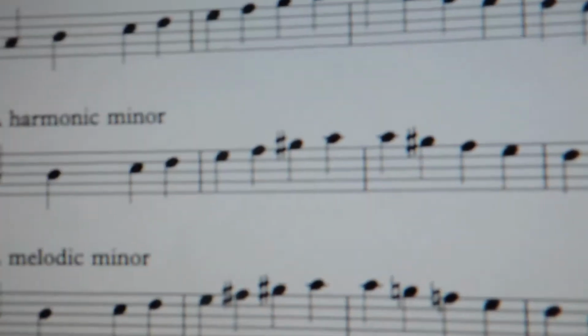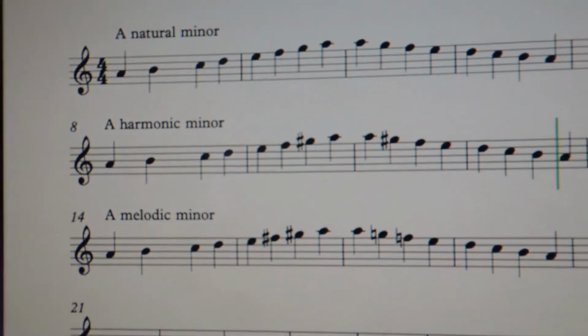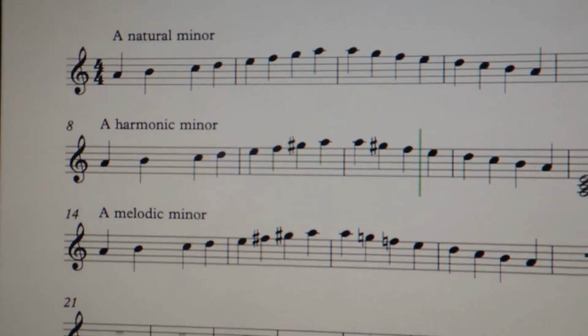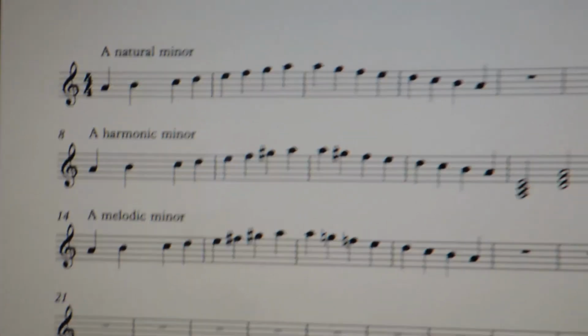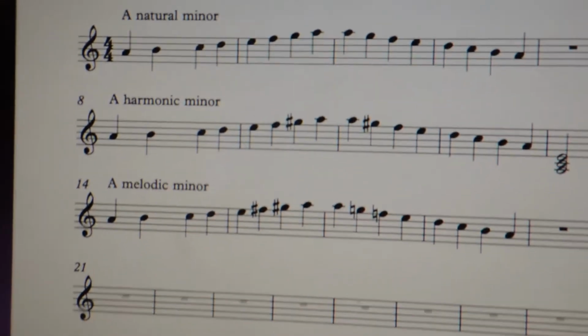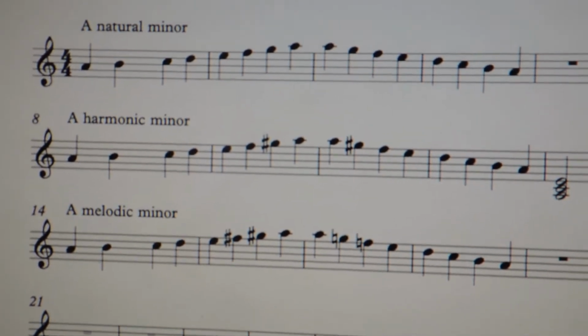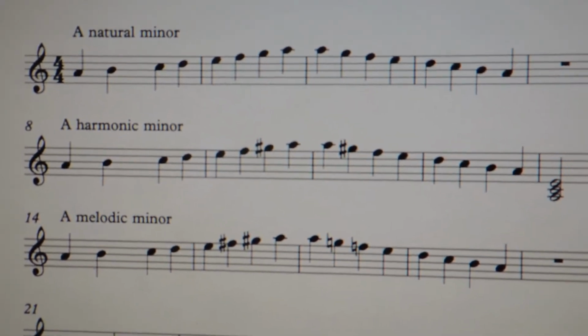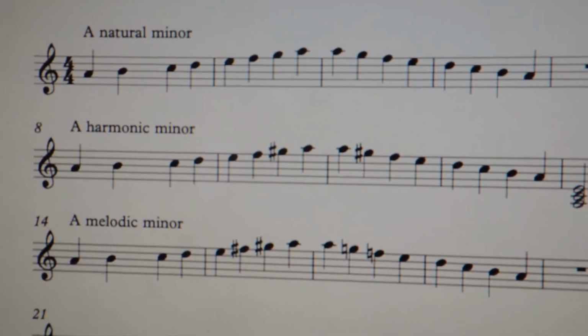You see there was one note that was raised. That's the seventh note, so you have G sharp. The seventh note, right there, G sharp, is raised. Let me see if I can do this again. Why do we call it harmonic minor? Because when you harmonize a minor scale, you have a 5 chord which has a sharp 3. We'll go over that, but I'm going to show you a little bit of that again.